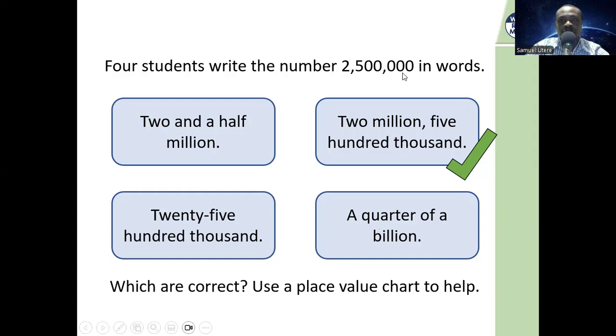500,000 is actually half of 1 million. So I could also read this number as 2 million, 2.5 million. 2.5 million. So that one is correct.